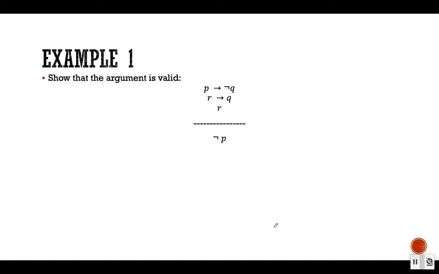Let's see just one example. Let's find out whether the following argument is valid or not. Here we have a set of hypotheses: p implies not q, r implies q, and r. Given these hypotheses, we have to find out whether the conclusion not p is true or not. How can we find out? The simple way is using a truth table.